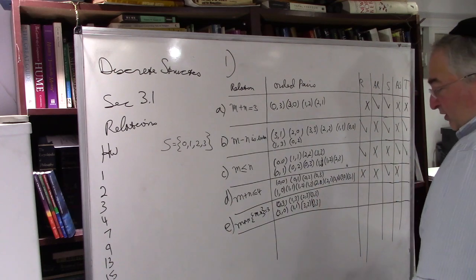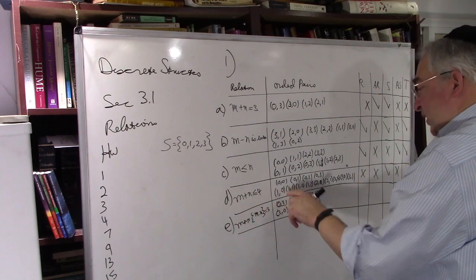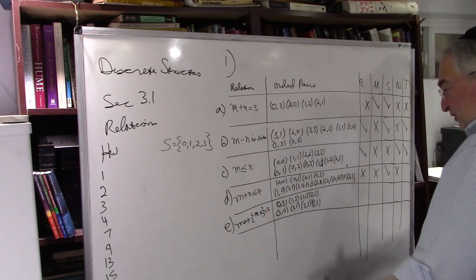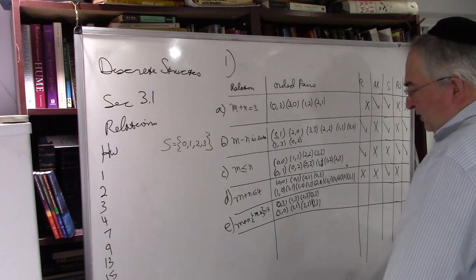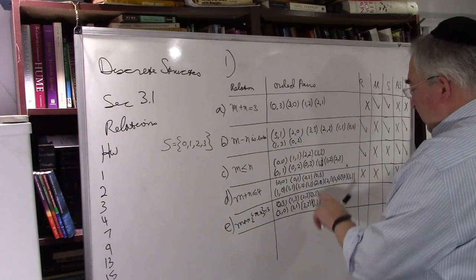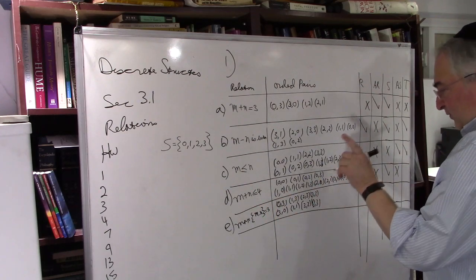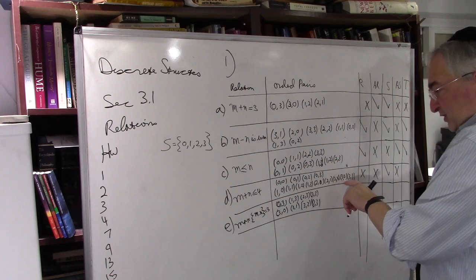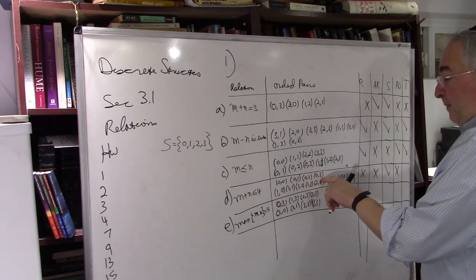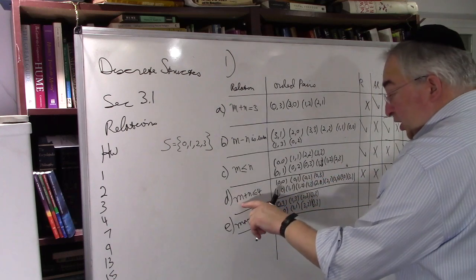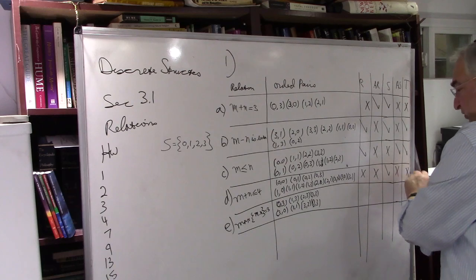Is it transitive? If m plus n is less than 4 and n plus p is less than 4, will m plus p be less than 4? The answer is no. I'll show you. 0 plus 3 is less than 4. 3 plus 0 is less than 4. But 3 plus 3 is greater than 4, so it's not transitive.